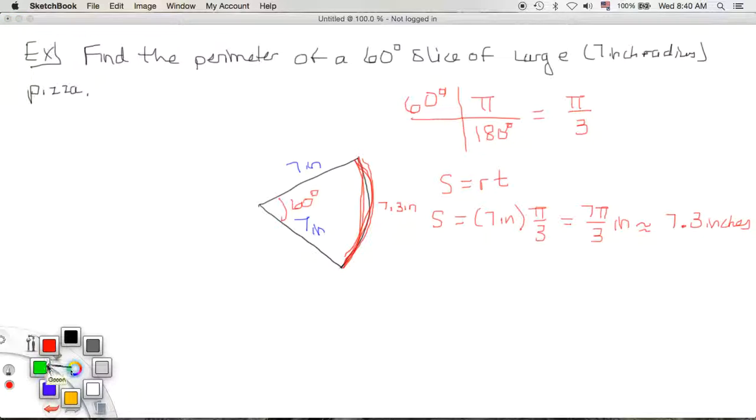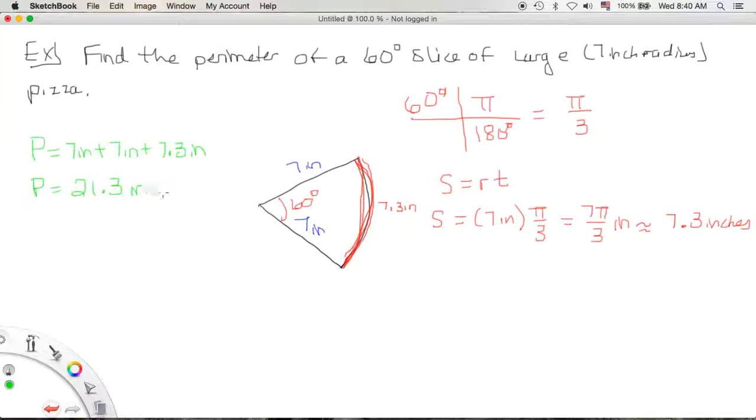To find the perimeter, we just have to add them up: 7 inches plus 7 inches plus 7.3 inches, and our perimeter is approximately 21.3 inches. So we found our arc length by first changing our degrees to radians, then using the arc length formula, and then we found our perimeter by adding the whole thing up.